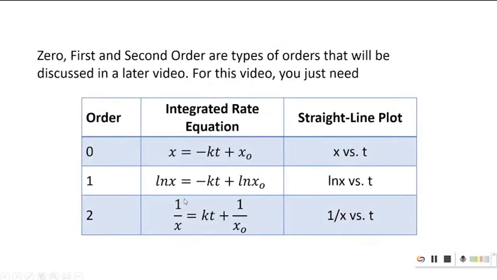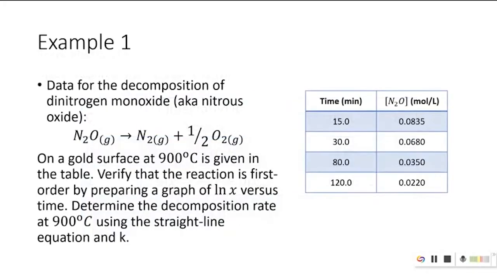So here's a little information you need to know before we get into the practice problems. 0, first, and second order are all types of orders that will be discussed in a later video. But for this video, you need to know that they all have independent integrated rate equations. And they also have different points where they will show a straight line. You'll understand this a little bit more when I get into the first problem. But when you see x versus t, that will be 0 order, while ln of x versus t will be first order if you see a straight line there. All right, let's get into the first.